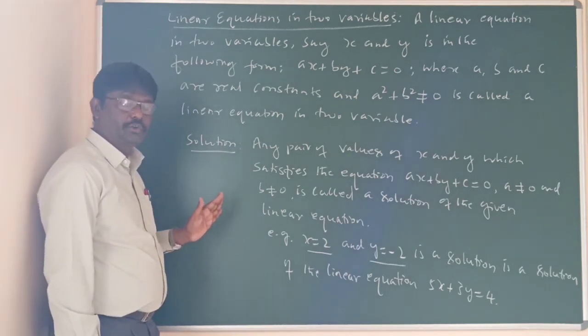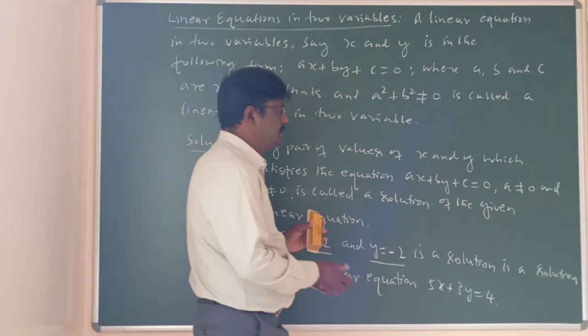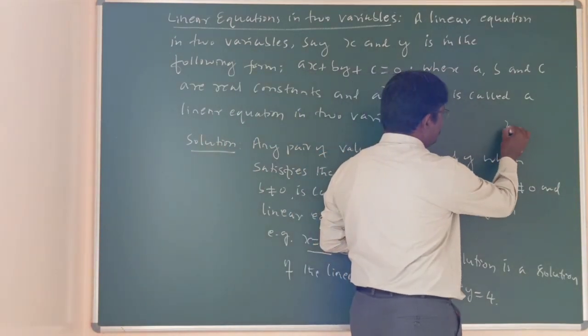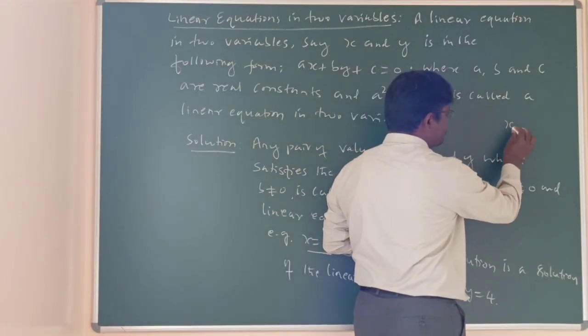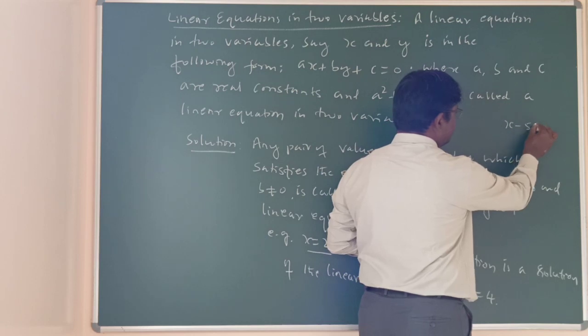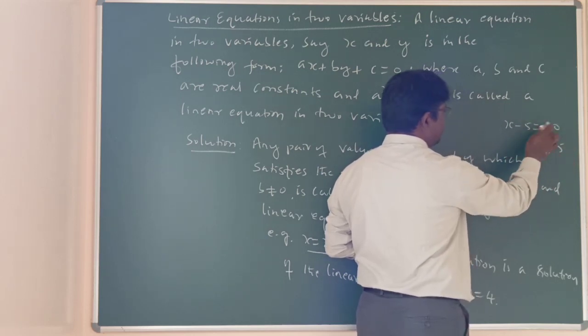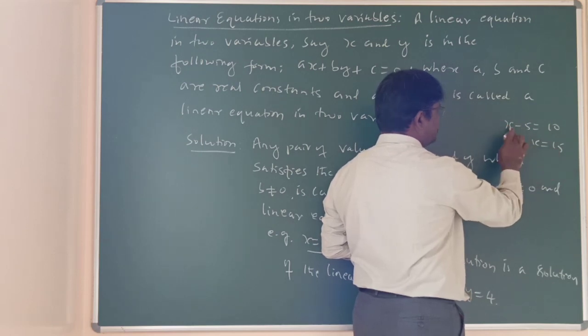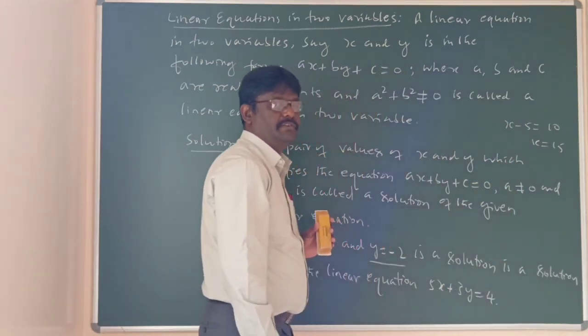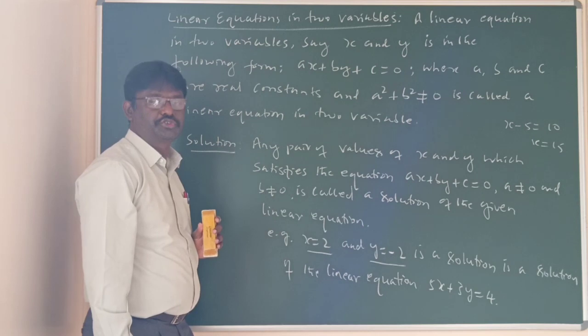Okay, how to get the solution? See here, in case of a solution for a linear equation in one variable, x minus 5 equal to 10 means x equal to 15. 15 minus 5 is 10. Therefore, 15 satisfies. We will have only one solution.